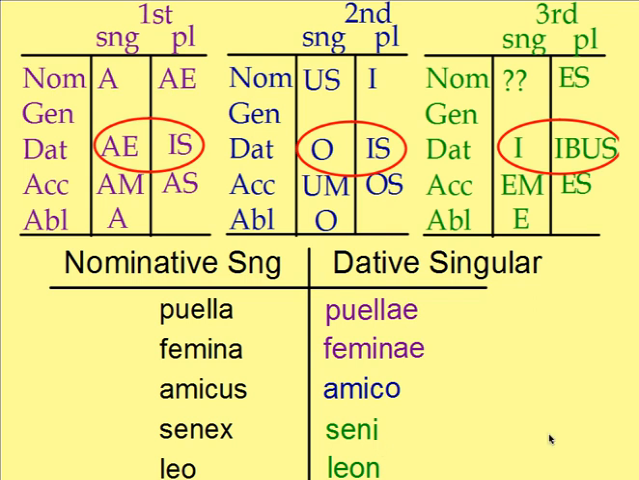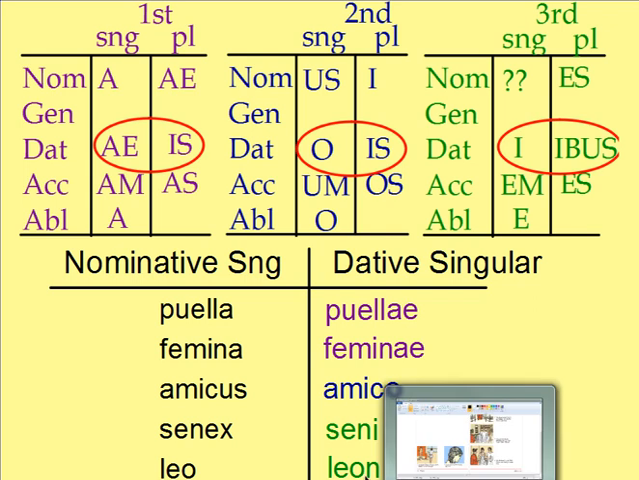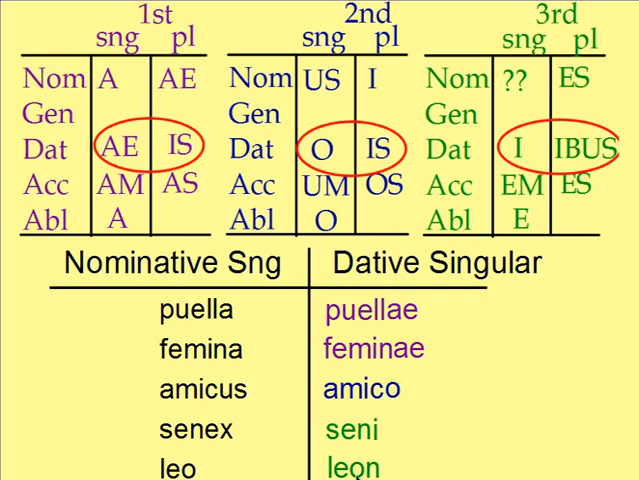Leo, another third declension word, will also need an I ending in the dative. And you'll remember that some third declension words need to add in that N or another consonant to avoid vowels being next to each other. So Leo becomes leoni, just like in the accusative it becomes leonem.